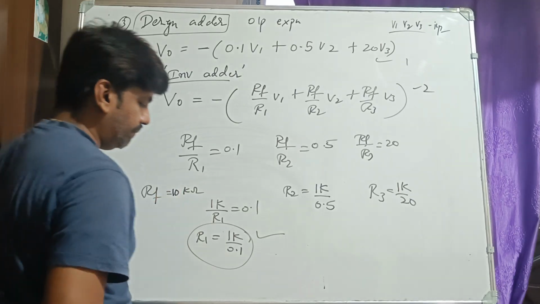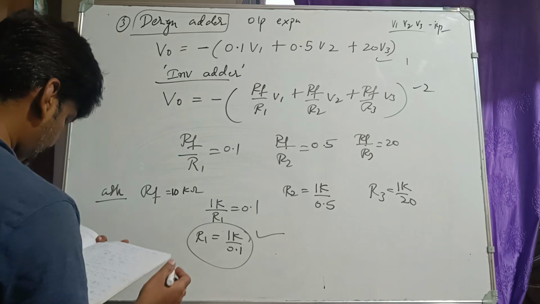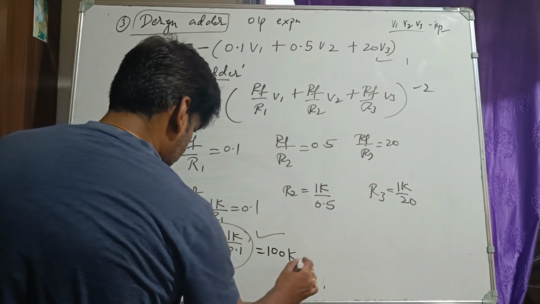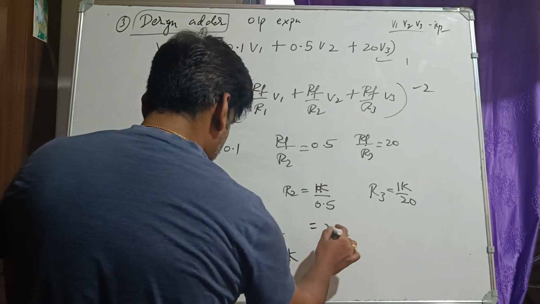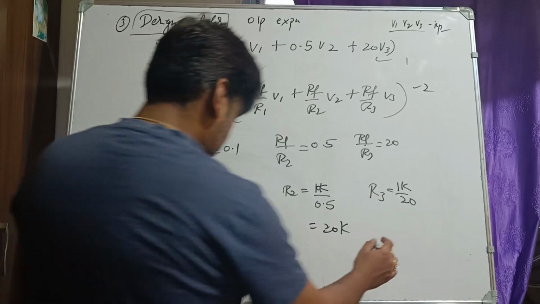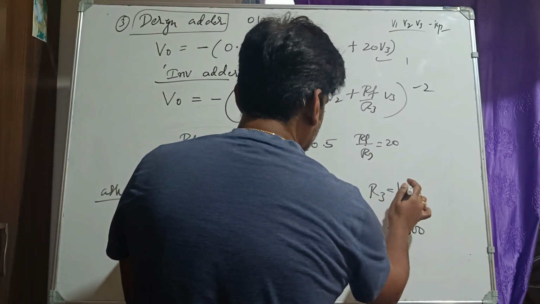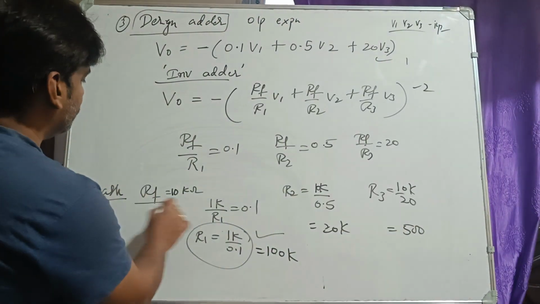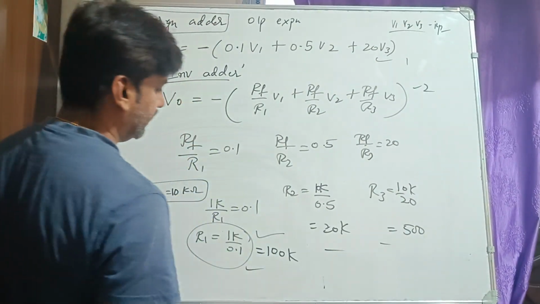Instead of taking 1k, if I take 10k, I will write here what I will get. If it is 10k, R1 you will get as 100k, R2 you will get as 20k, and R3 you will get as 500. When the assumption is 10k, whatever you assume here, this assumption part you can assume whatever it is. So I got R1, I got R2, I got R3, right?